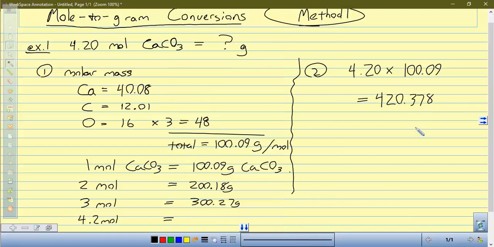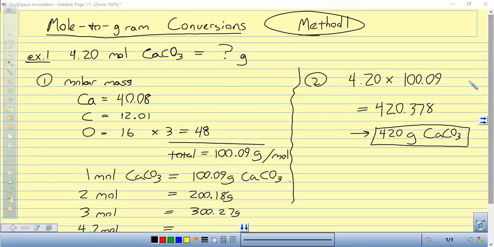For sig figs, I'm looking at 3 sig figs right here, 1, 2, 3, and that's at my weak link, so I'm going to round this to 3 sig figs and just call it 420 grams calcium carbonate. And that's it. Okay, so that's method 1. I kind of prefer this method because once you get the hang of it and you start to recognize what to do, it's pretty quick.